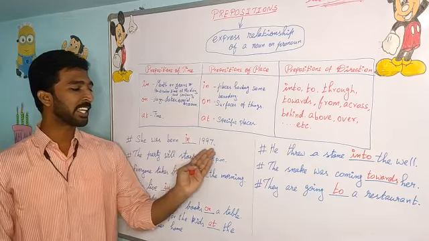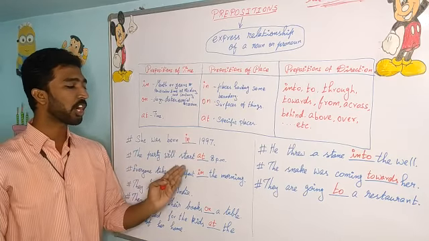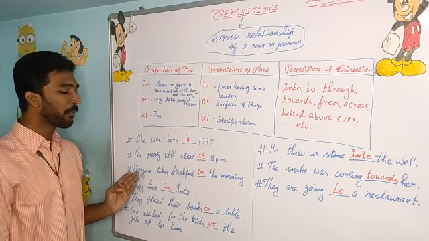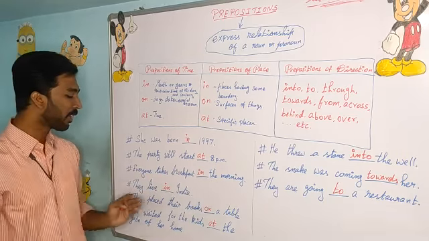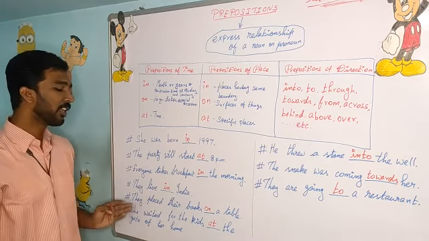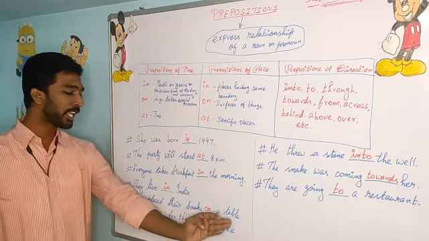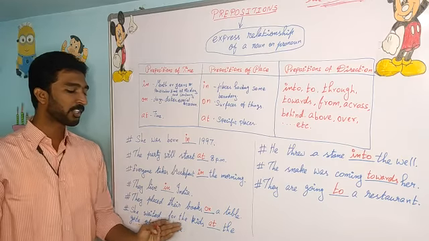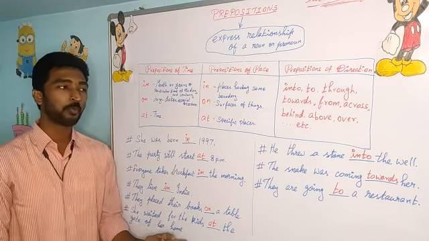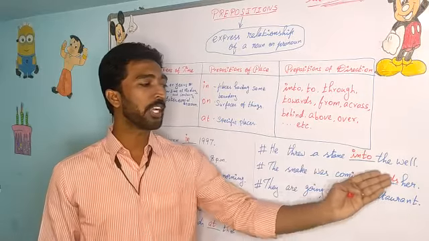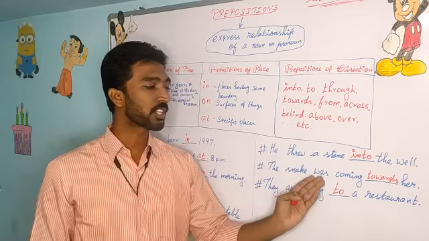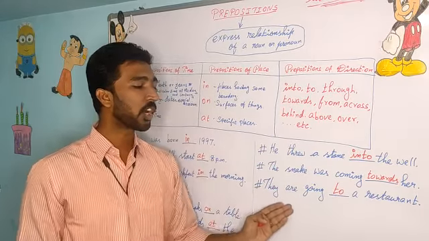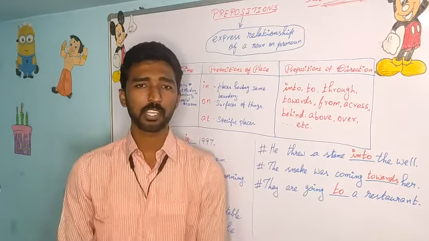She was born in 1997. The party will start at 8 p.m. Everyone takes breakfast in the morning. They live in India. They place their books on a table. She waited for the kids at the gate of her home. He threw a stone into the well. The snake was coming towards her. They are going to a restaurant.